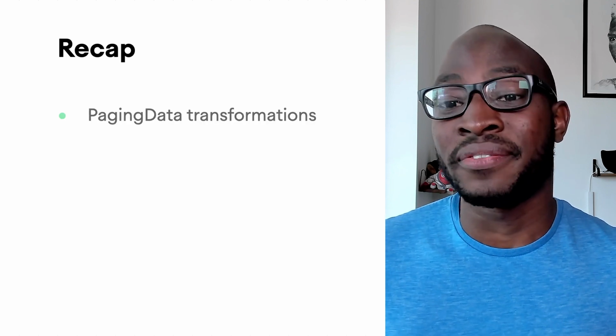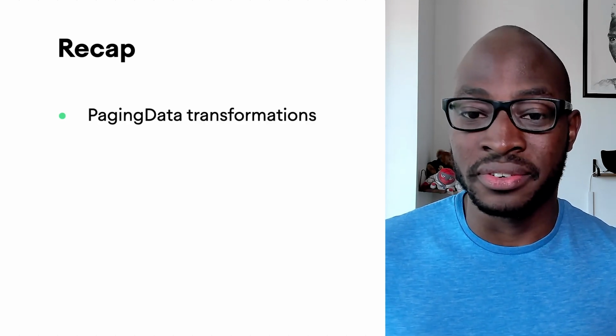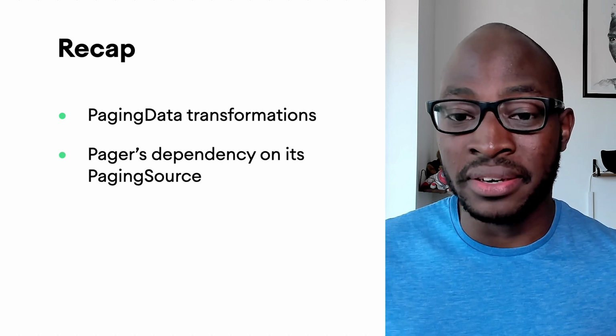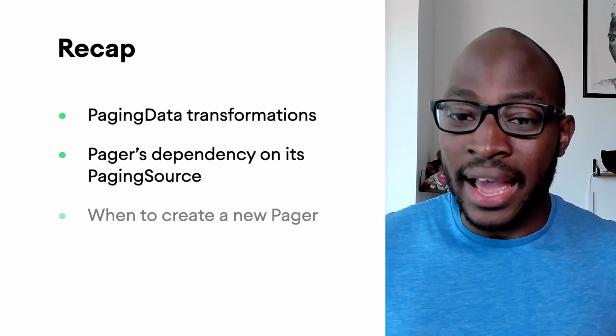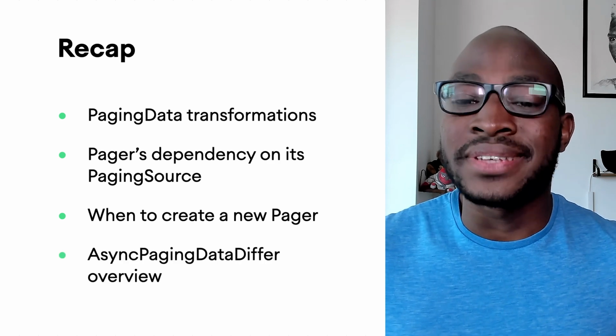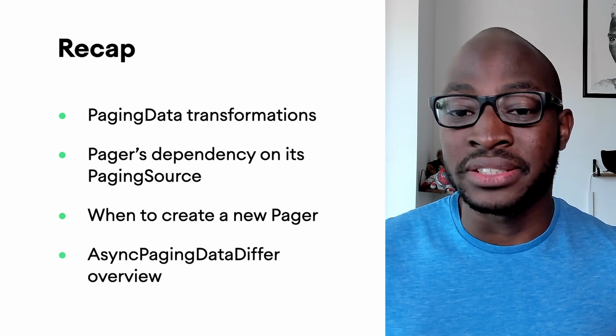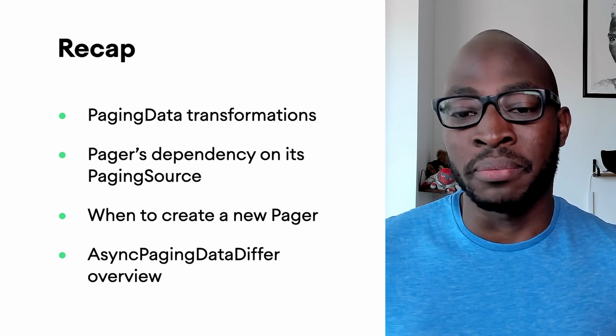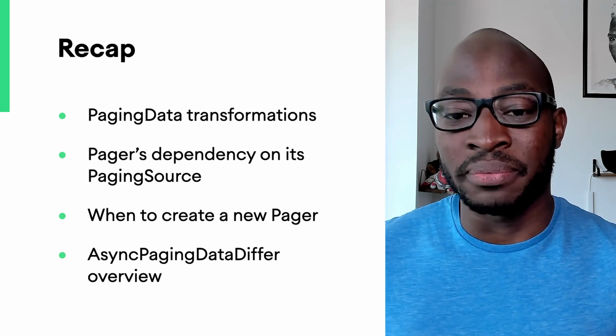That's it for this MAD Skills series on the paging library. In this episode, we covered transformations PagingData offers, discussed the pager's dependency on its paging source, highlighted scenarios that require a new pager to be created, presented an overview of the AsyncPagingDataDiffer, and showed how it can be used to bring your own RecyclerView adapter.